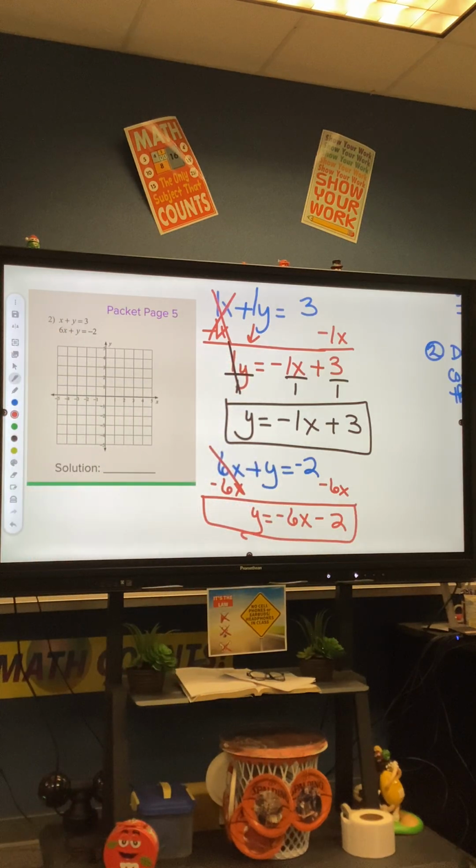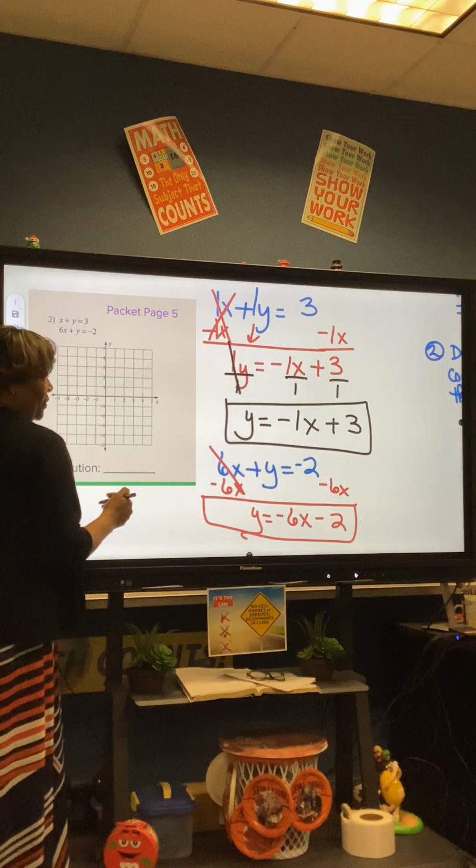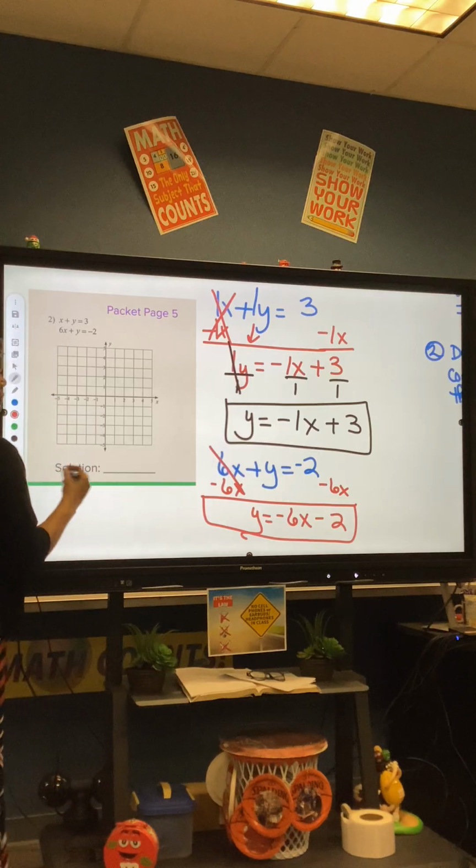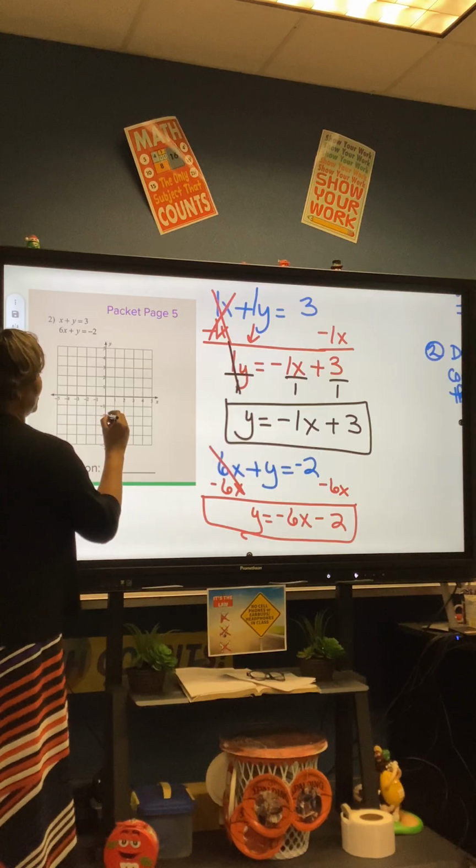I'm going to graph them in red and I'm going to graph it in black because I want you to see the difference of the two lines. There are two equations, therefore we should have 2 lines. It is not a system unless we're talking about 2 linear equations. Okay, here we go. My red one, I'm going to start at negative 2.